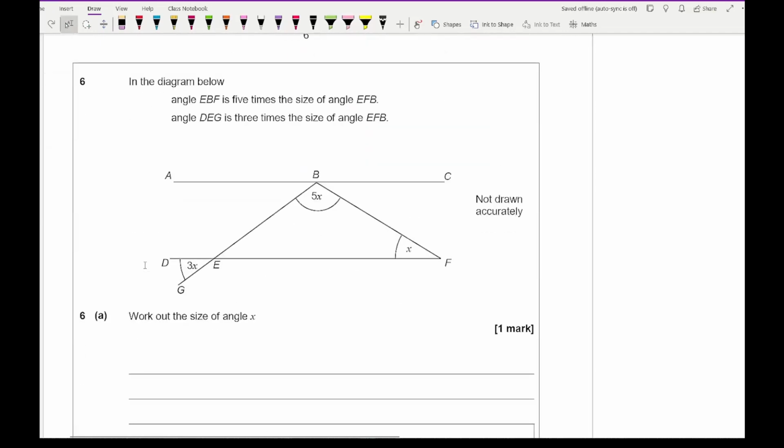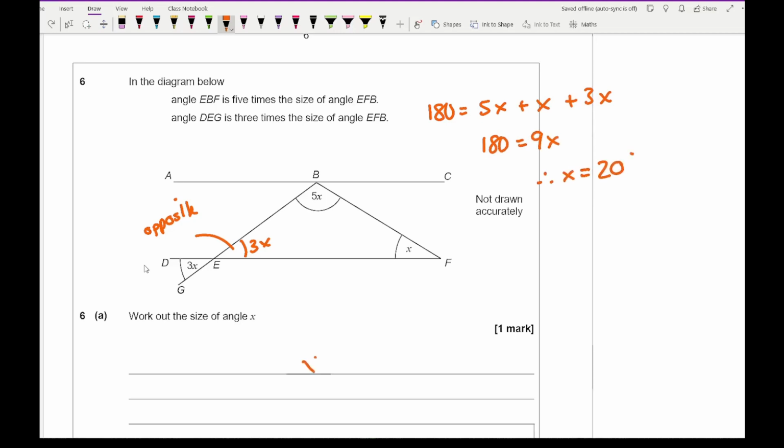Then moving on to question 6, it says in the diagram below, angle ABF is 5 times the size of angle EFB. Angle DEG is 3 times the size of angle EFB. And it says work out the size of angle X. So we know that this angle here is going to be 3x because it's opposite. And we know that angles inside a triangle add up to 180. So 180 equals 5x plus x plus 3x. So altogether that's 9x. So 180 equals 9x. So therefore x equals 20 degrees.